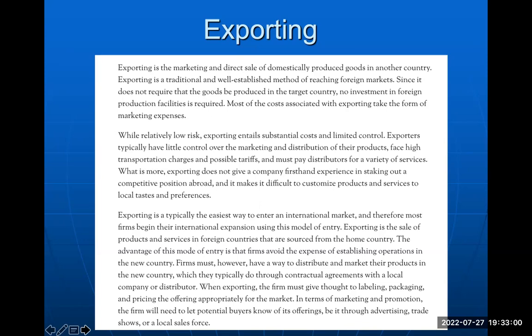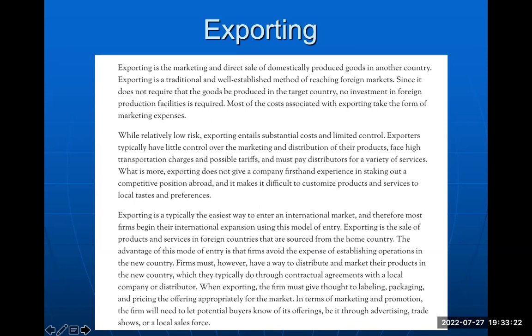When you think about exporting, what comes to mind? Sir, goods leaving the country that you're in now to go abroad. All right, so domestically produced goods that are being shipped to be sold overseas, right?